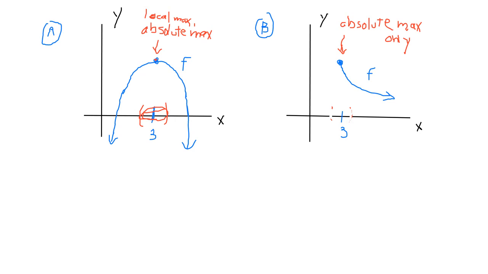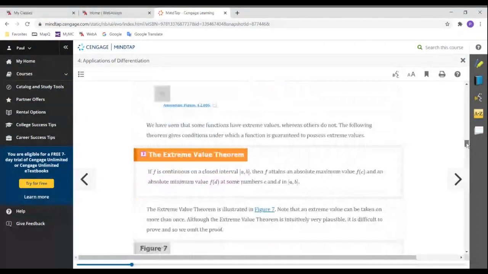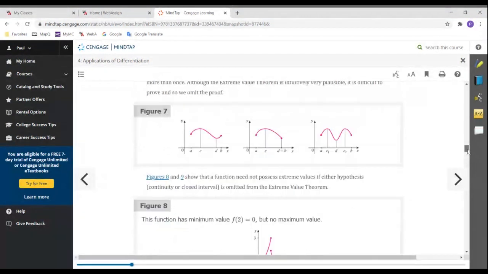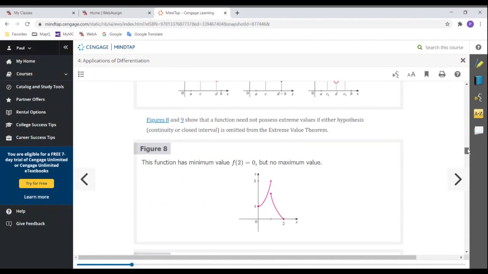Okay. So let's go back to the book. And the book talks about something called the extreme value theorem. And that's nice. Let's use some graphs to help us get a feel. We know what extreme values are. Let's look at this figure here, figure 8.